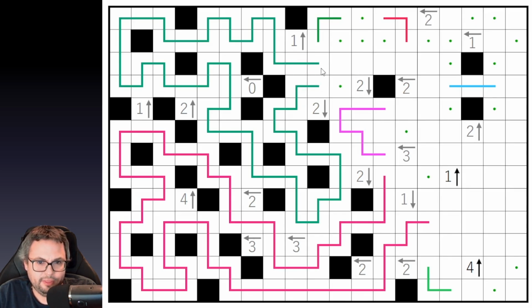Okay, I still can't connect those. Still can't connect these. Now it's a corner. Still can't connect these. This can't go up and down, so it has to go that way.